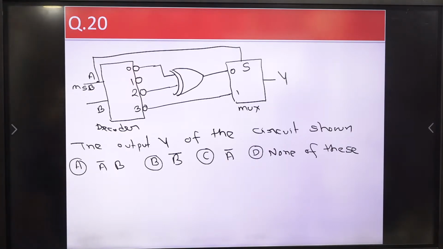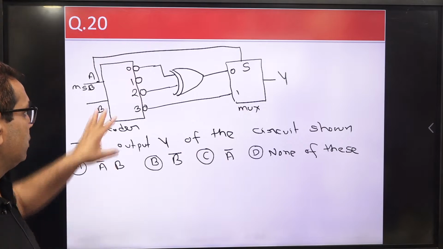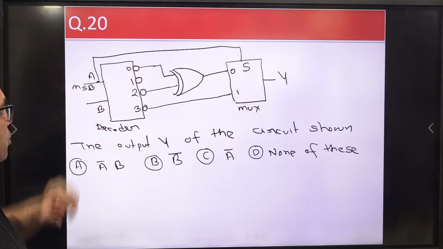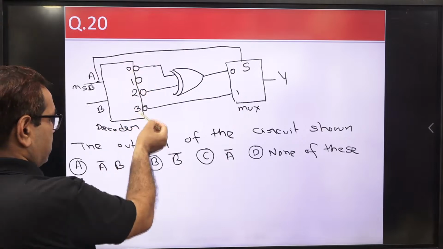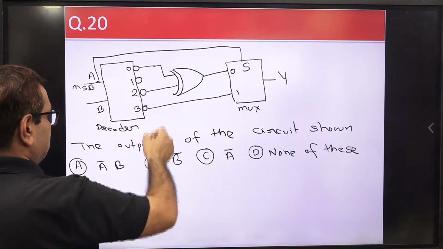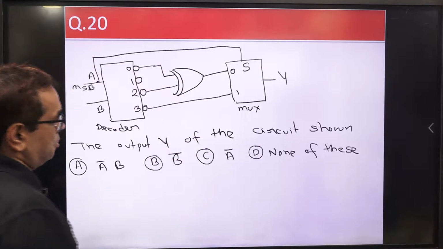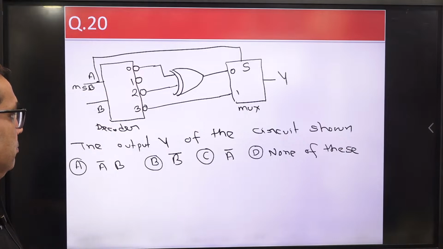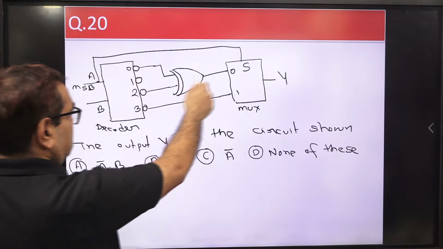So what will you do here? We have to compute the output Y of the circuit shown. You should know about the decoder and the multiplexer. The bubbles in this decoder represent that the outputs of the decoder are active low. So this is a decoder with active low outputs, this is an XOR gate, and this is the multiplexer.